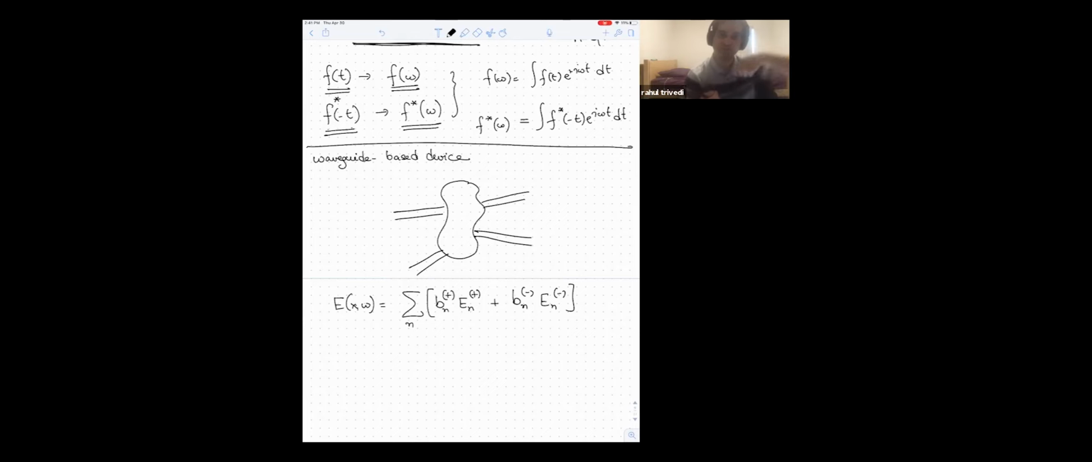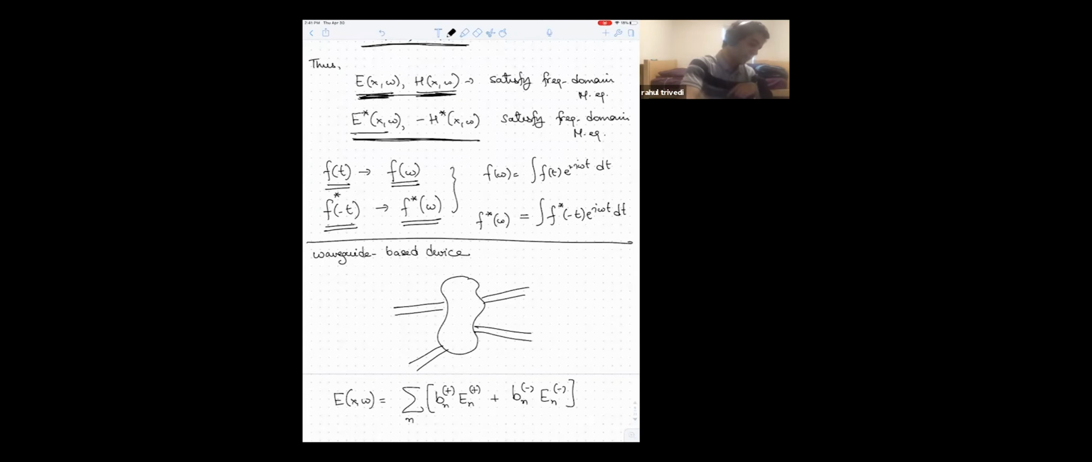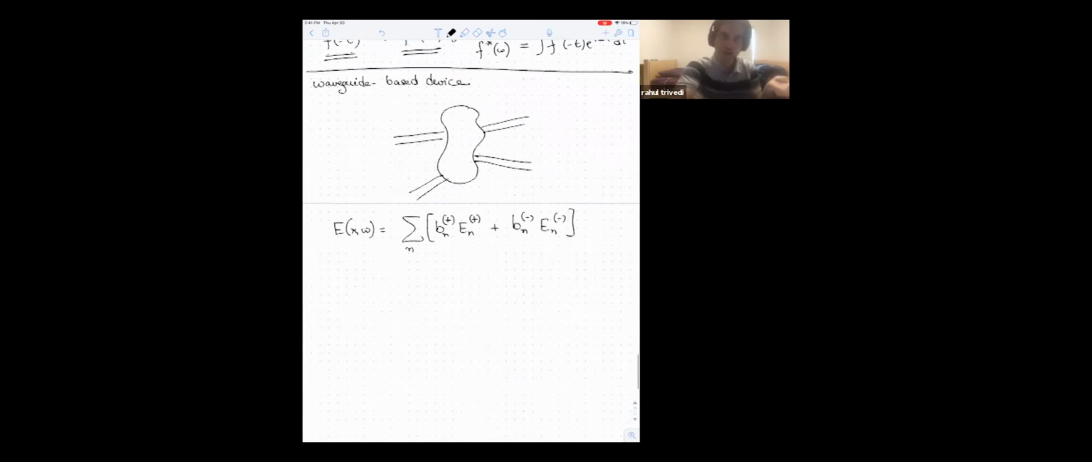Your electric field is equal to the sum of Bn plus En plus forward propagating waves plus the sum of the backward propagating waves, right? So now, if your structure satisfies time reversal symmetry, then E star of x comma omega should be a valid solution to Maxwell's equations as well, right? So what is E star of x comma omega? E star of x comma omega is the summation of Bn plus star times En plus star plus Bn minus star times En minus star, right?